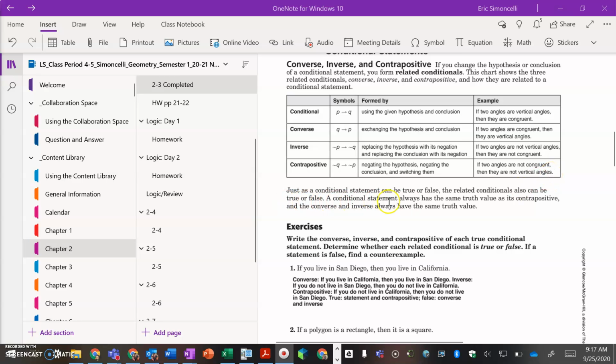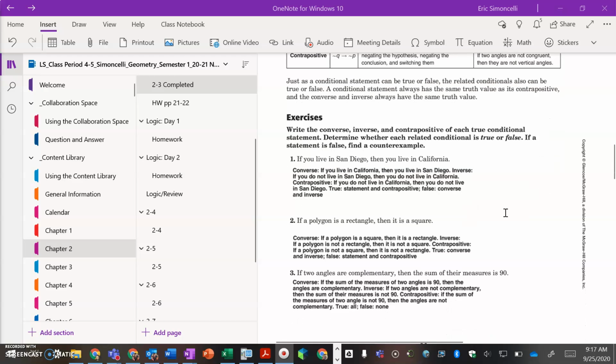Just as a conditional statement can be true or false, the related conditionals can also be true or false, as I've already described. A conditional statement always has the same truth value as its contrapositive, and the converse and inverse always have the same truth value. This last bit here is a very important concept that we are going to apply later when we deal with our logic discussion. We're going to have a little mini logic unit after this.